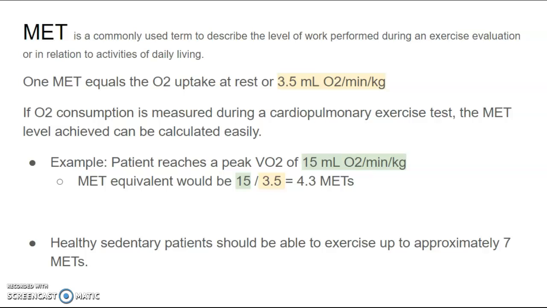So here we have an example where the patient reaches a peak VO2 of 15 milliliters of oxygen per minute per kilogram. So to calculate the MET, you would take 15 milliliters of O2 per minute per kilogram and divide it by the 3.5 milliliters of O2 per minute per kilogram. Your answer should be 4.3 METs, or about 4 METs. To put this into perspective, healthy sedentary patients should be able to exercise up to 7 METs.